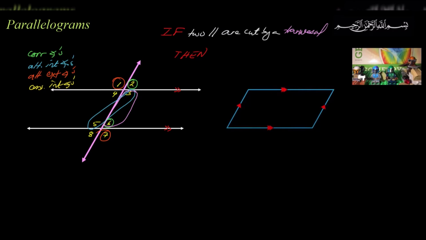And then we had a whole bunch of conclusions. Then we had stated, for example, all of this. Then we had stated that the corresponding angles, that's 2 and 6, were congruent. And we also said the alternate interior angles, like 3 and 5 over here, were congruent. And then we said alternate exterior angles were congruent. And finally, the consecutive interior angles, like these inside ones, were supplementary, right?